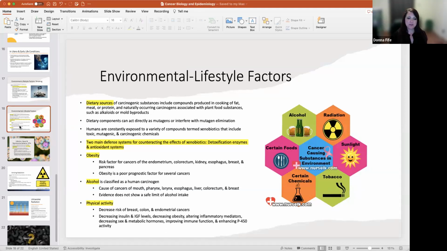Physical inactivity, there's a decreased risk of breast, colon, and endometrial cancers, decreasing insulin and IGF levels, decreasing obesity, altering inflammatory mediators, decreasing sex and metabolic hormones, improve immune functions, and enhance P450 activities. So that just shows the importance there of physical activity and that it decreases the risk for these types of cancers. And there's also other positive effects that happen with physical activity.